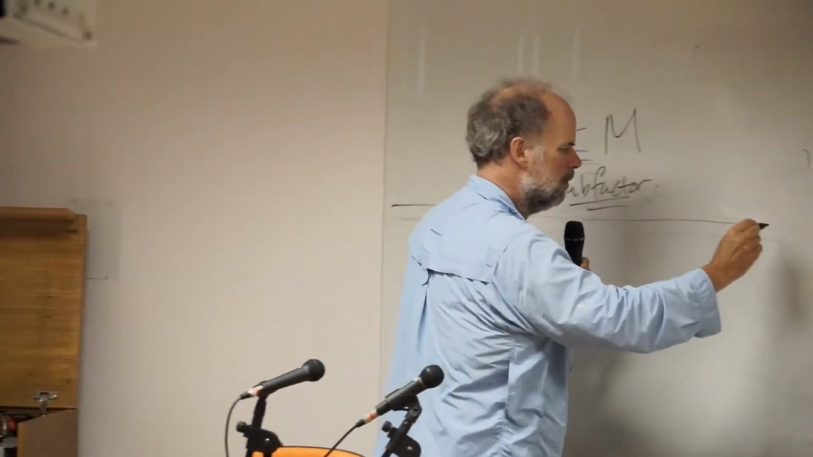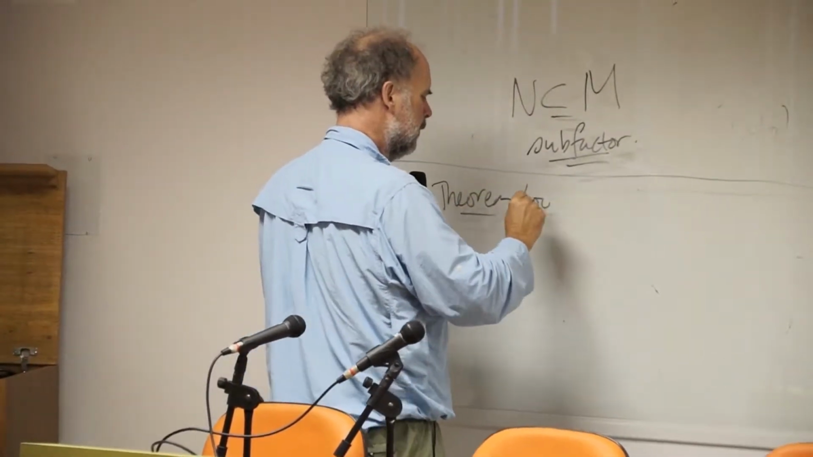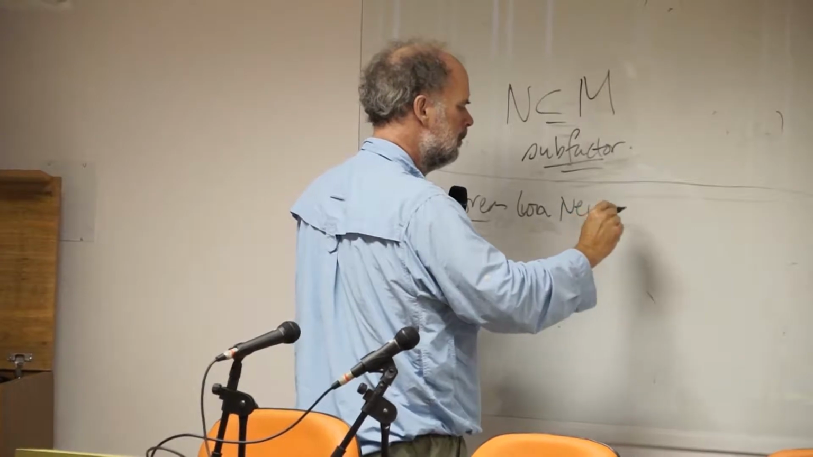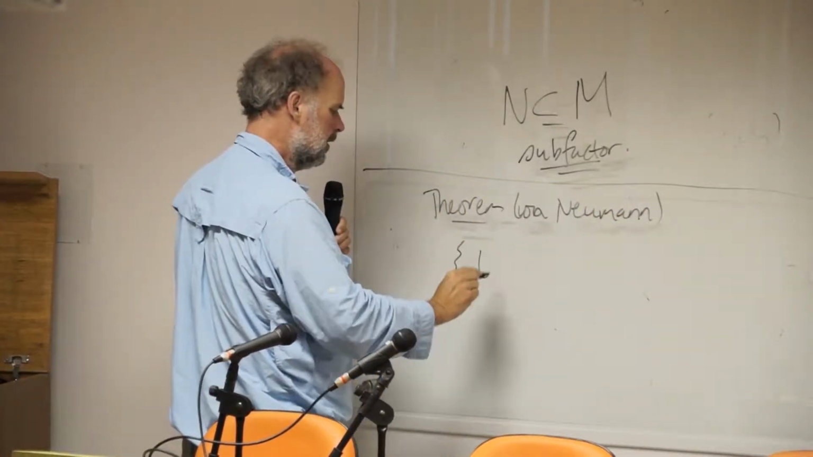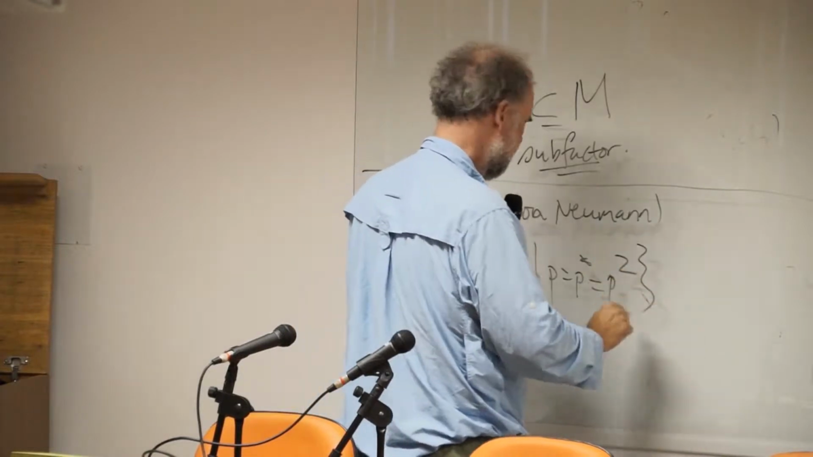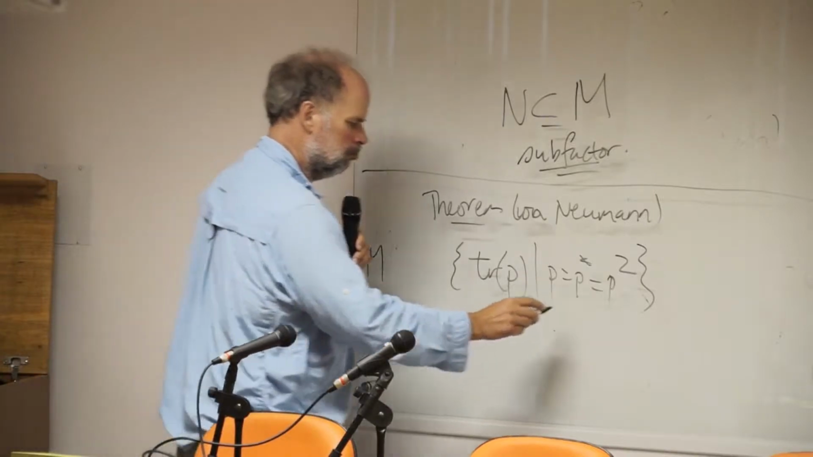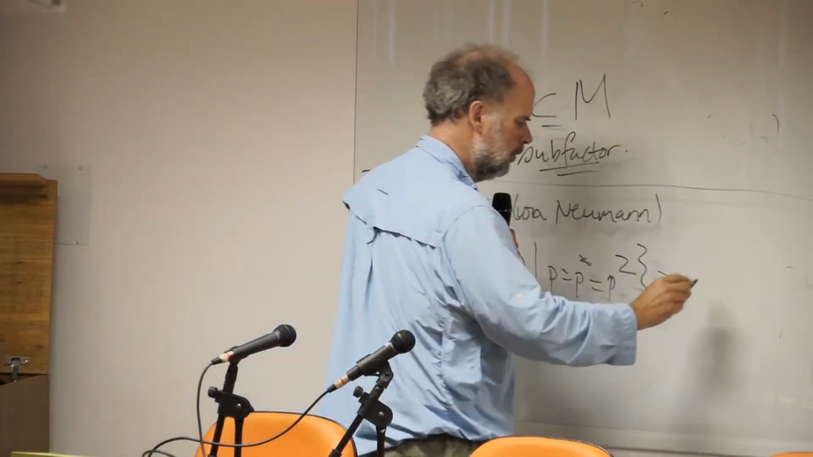Right, now let me just go back for a second and complete the story of how bad things are with the left regular representation. It's a theorem of von Neumann that the set of all traces of projections in a 2-1 factor is the whole unit interval.